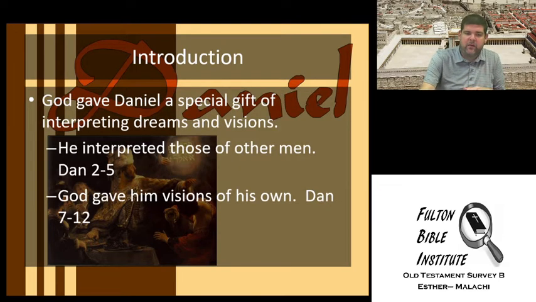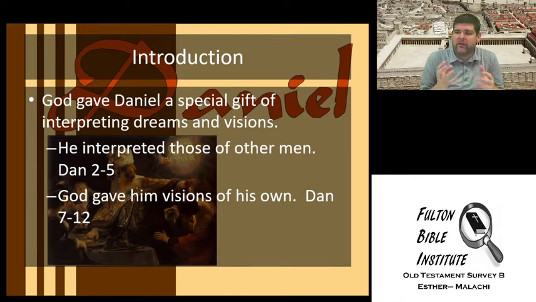And so now we look at what God does for Daniel in the book of Daniel. God gave Daniel a special gift. This is one of the things that made Daniel stand out: Daniel was given the special gift of interpreting dreams and visions. He interprets those of other men in Daniel chapter 2 through Daniel 5. He interprets dreams and visions of different men, and he tells them what it means. Then we see that God even gave Daniel visions of his own, the second half of Daniel 7 through Daniel 12.